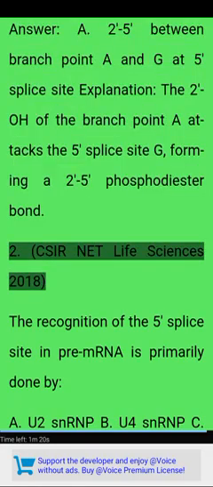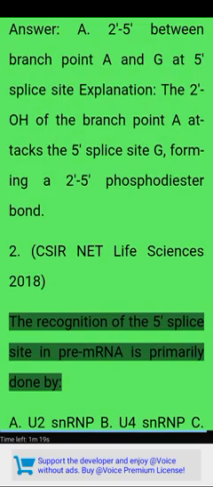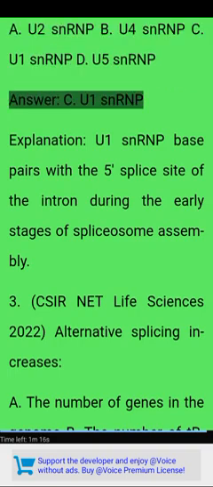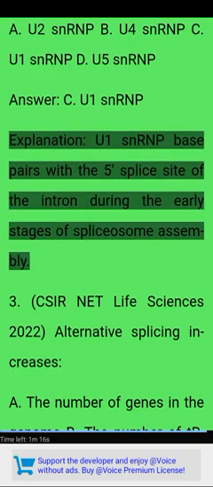2. CSIR NET Life Sciences 2018. The recognition of the 5' splice site in pre-mRNA is primarily done by: A, U2 snRNP; B, U4 snRNP; C, U1 snRNP; D, U5 snRNP. Answer: C, U1 snRNP. Explanation: U1 snRNP base pairs with the 5' splice site of the intron during the early stages of spliceosome assembly.